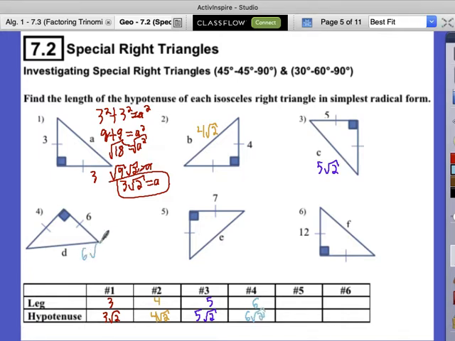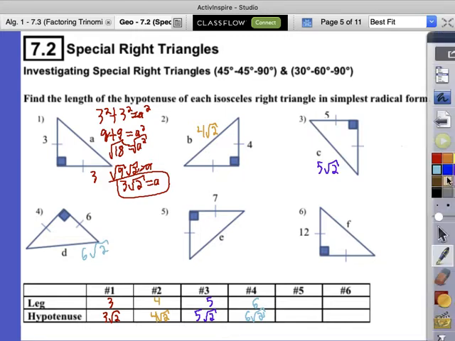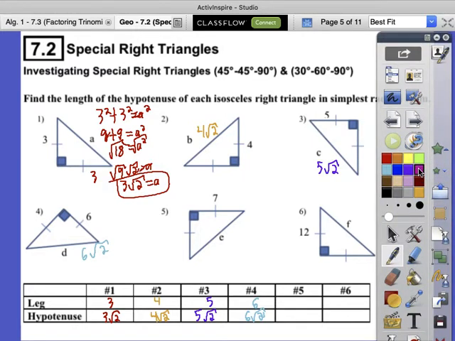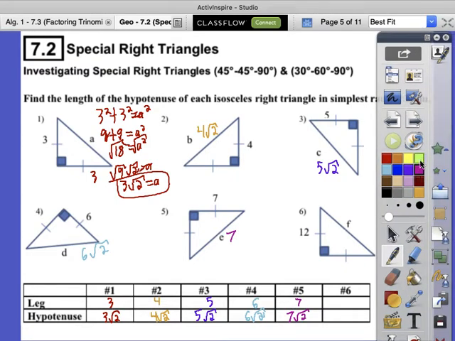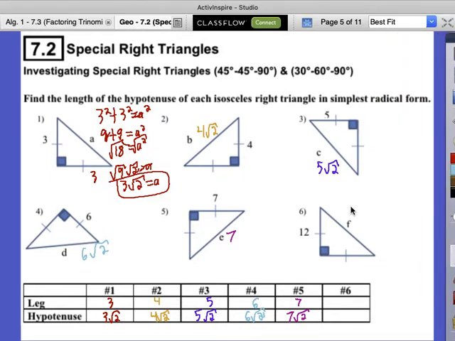Simone, on number 5, what was the length of your leg? It's 7. And what's our hypotenuse? 7 square root of 2. Okay, and last but not least, on number 6, Kevin, what did you get for our leg? 12. And our hypotenuse is 12 square root of 2.